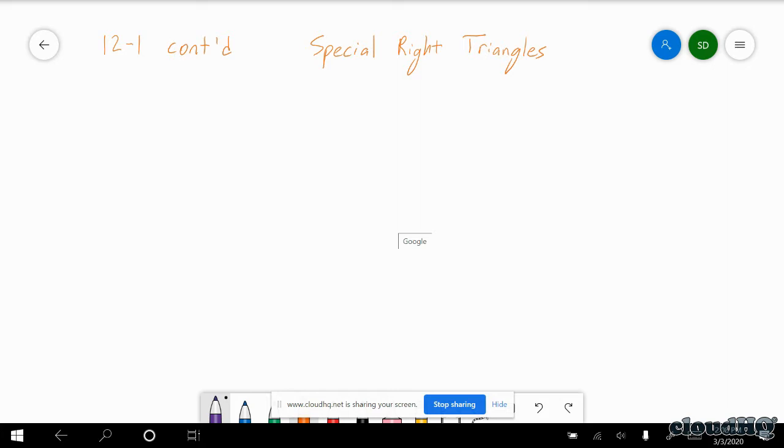Special right triangles. There are two special right triangles that you've dealt with in the past. Those are the two we're dealing with here. Anybody remember what one of the special right triangles would be? And what kind of right triangles? We name these special right triangles based off the angles. 30, 60, 90 be one of them. Let's start with that.